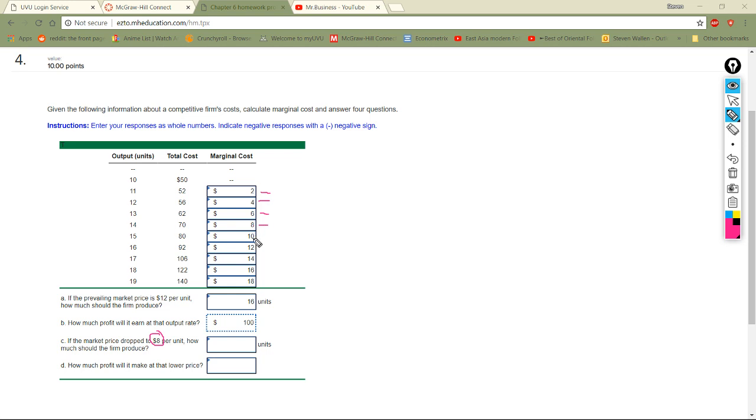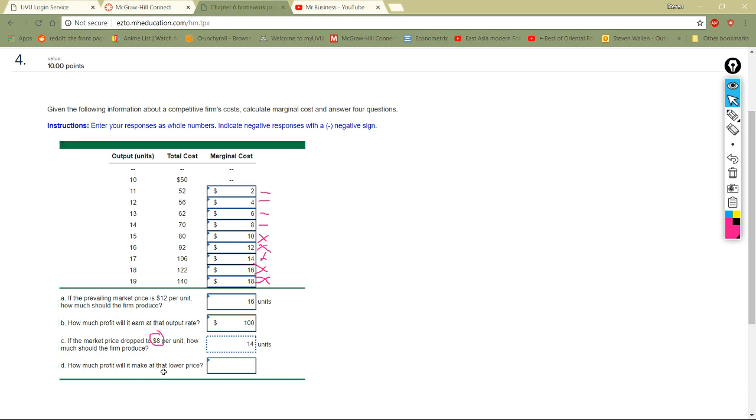However, if it costs you $10 and you're only going to get $8 for the next unit, are you going to produce that next unit? No, I'm not going to produce more. Nope. Nope. No. And no. All no's. So I go here to 8. So I'm going to produce 14 units.